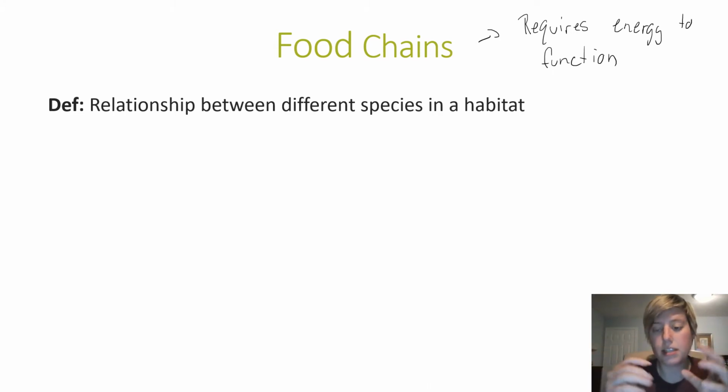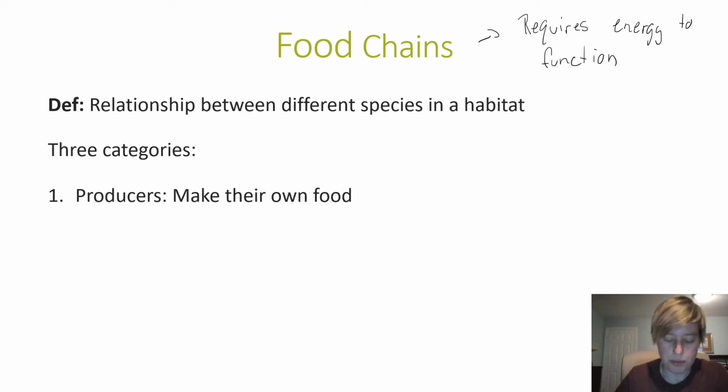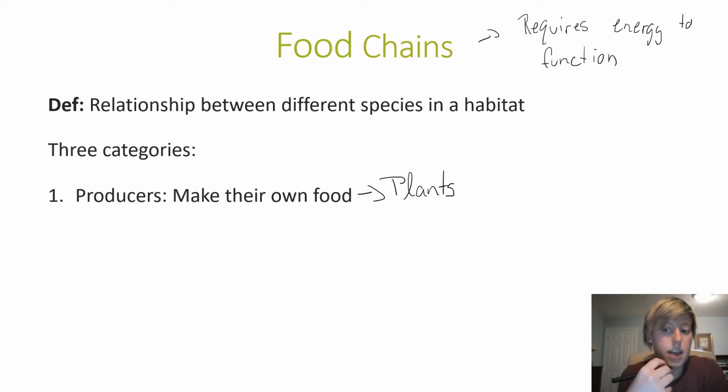Now, within a habitat, you have a lot of different living organisms. You have producers that make their own food, which are plants. Then you have consumers, which consume other organisms for food. And then you have decomposers that break down dead living matter. So producers make their own food. These are plants. Plants, by definition, are the group of organisms that produce their own food. And again, they do this by extracting energy from the sun and producing glucose. And that process is called photosynthesis.